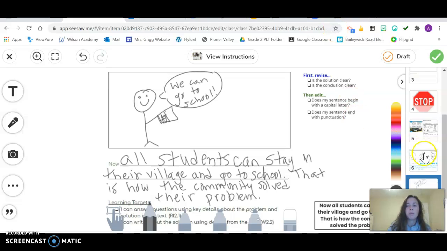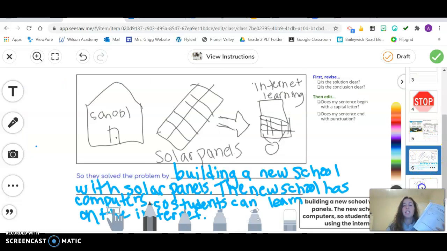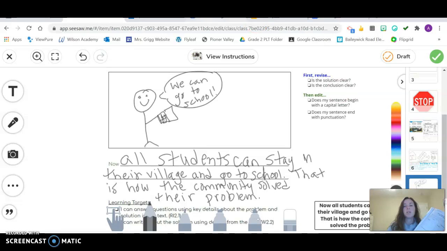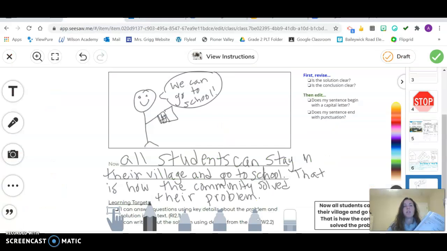Today, your job will be to use your notes from page 24 or from the Seesaw assignment to write the solution and the conclusion. You'll use these sentence starters here. So they solved the problem by, now blank, this is how the community solved the problem. You will do that in your Seesaw assignment for today.